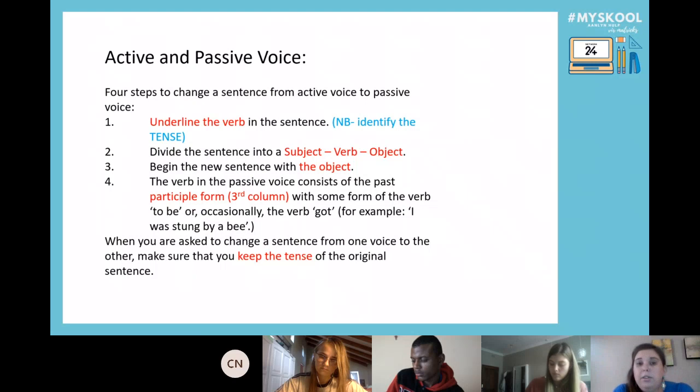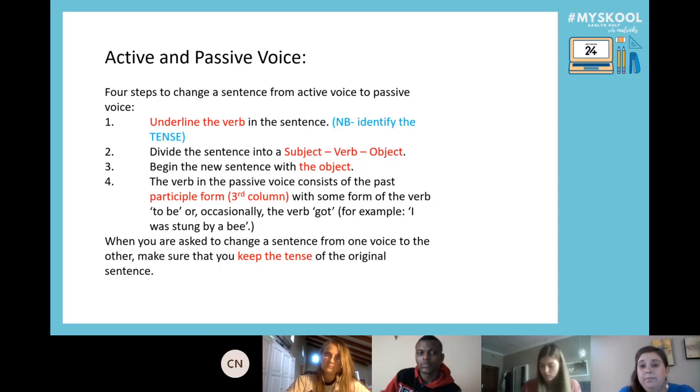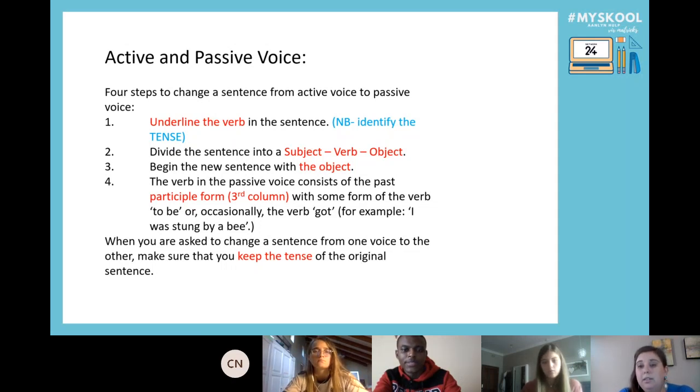Begin the new sentence with the object. The dog eats his tinned food. What's the subject there? The dog. What is the verb, Dube? So, in the sentence that you just gave us right now, ma'am. Yes, the dog eats his tin food. The verb is? The verb is eat. Exactly. And the object is his tinned food, whatever.